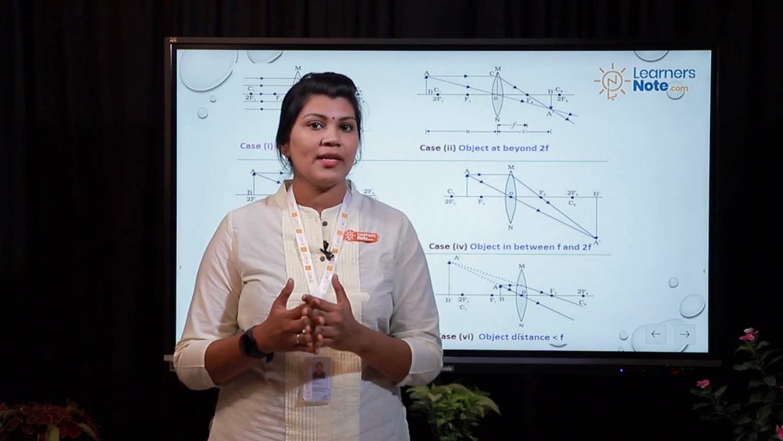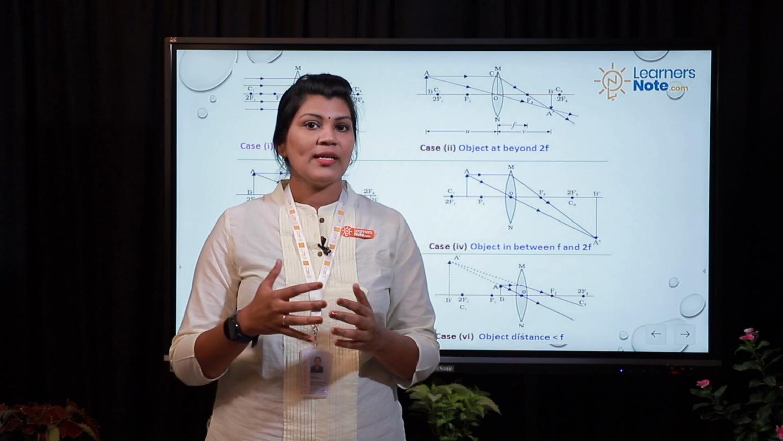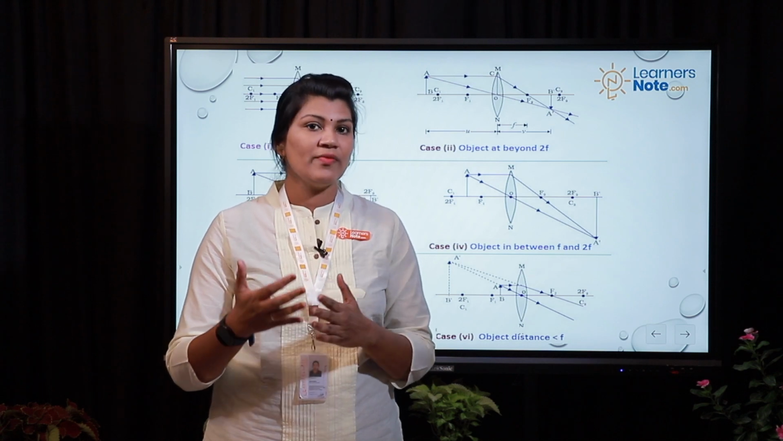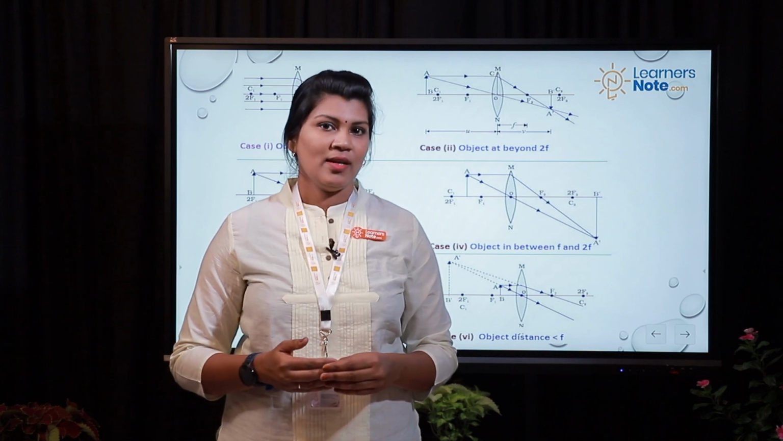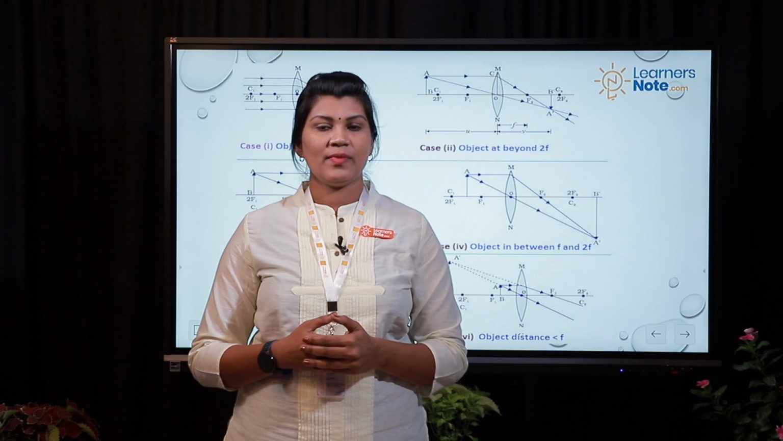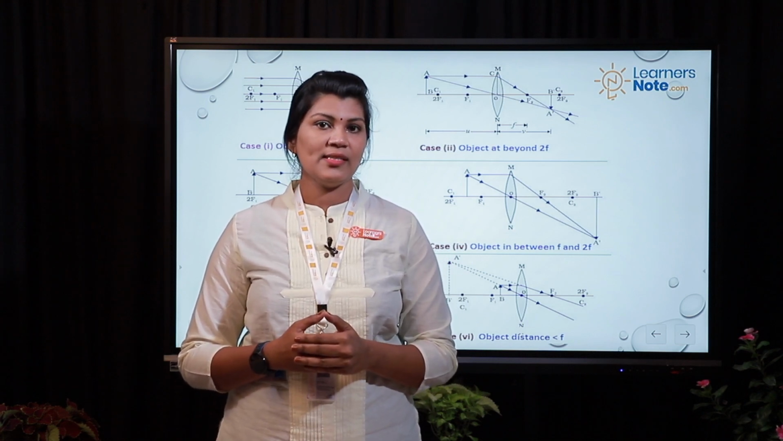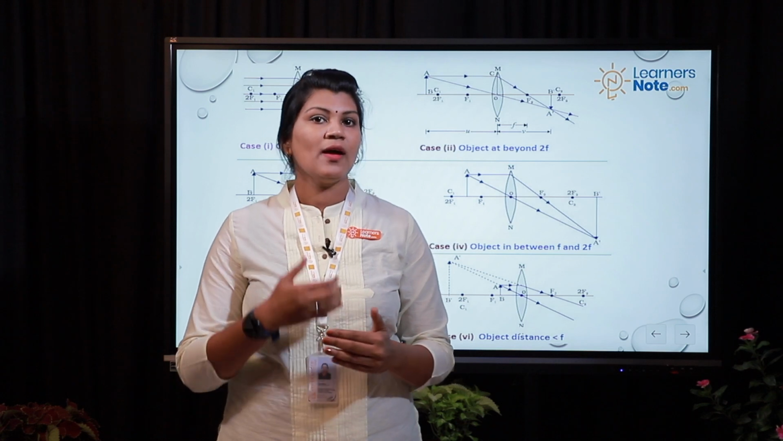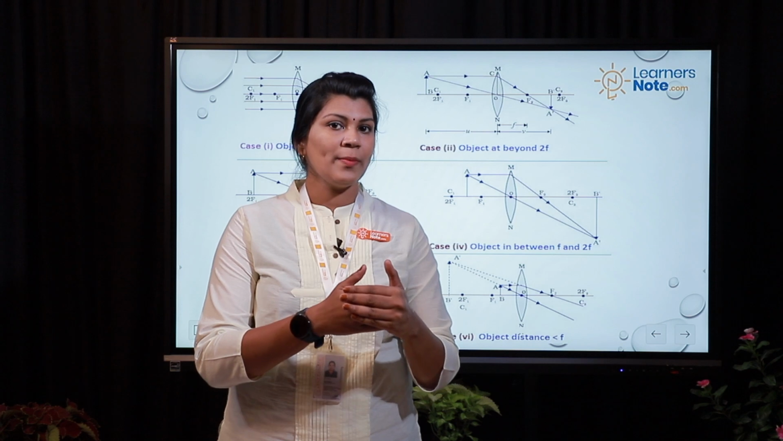So as a conclusion, we can say that a convex lens converges all the light rays and forms an image. It may be larger or smaller in size, and its nature can be inverted or erect. So our convex lens is a converging lens and it works based on the principle of refraction, that is, the bending of light rays when it travels from one medium to another medium.